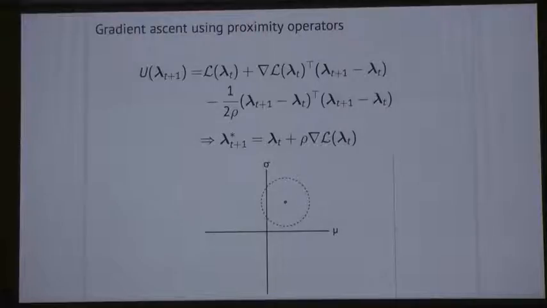First, we can recognize that you can recover gradient descent by solving this update equation. The first line is the first-order Taylor expansion of the objective. On the second line, you have a proximity operator in Euclidean space. If you solve this update equation, you recover standard gradient descent.